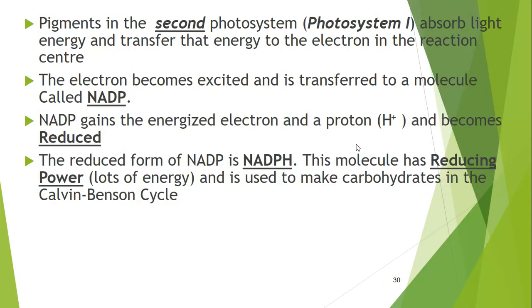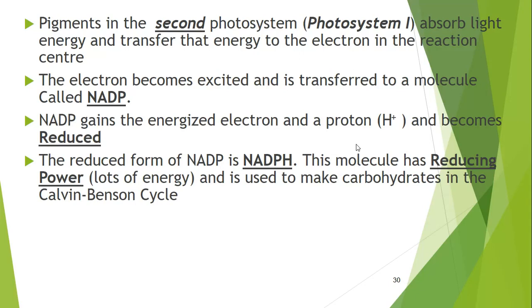Okay, so in the second photosystem, which is called photosystem 1, I know, confusing. So pigments in the second photosystem absorb light and transfer that energy to the electron a second time. It's the same electron that got boosted up once already, it gets boosted up again. But instead of going down that electron transport chain like it did the first time, it is picked up by NADP. It reduces the NADP.